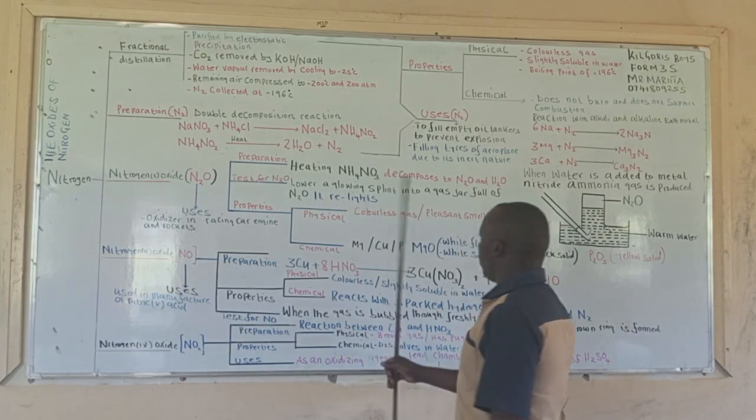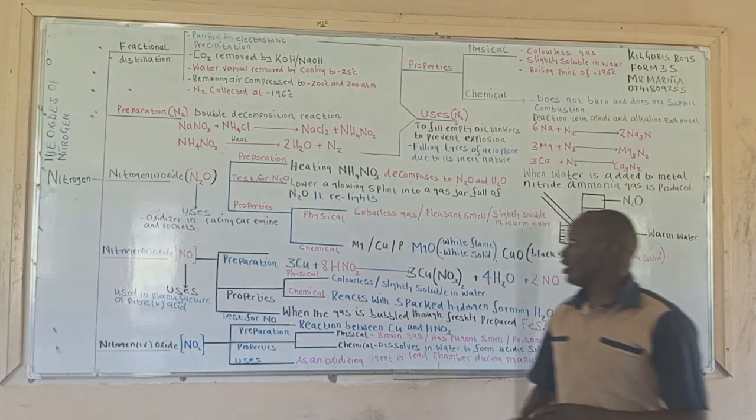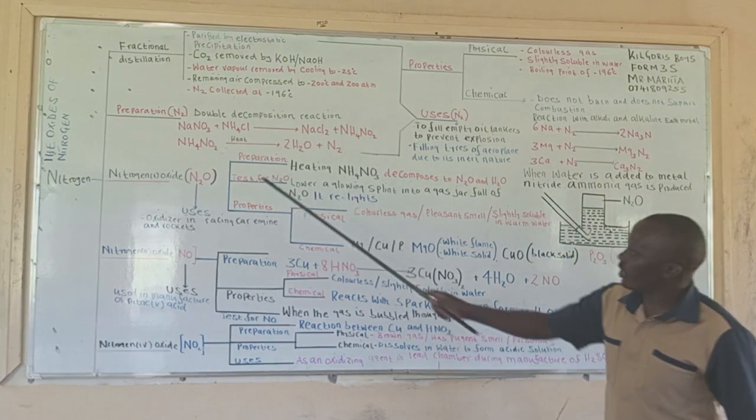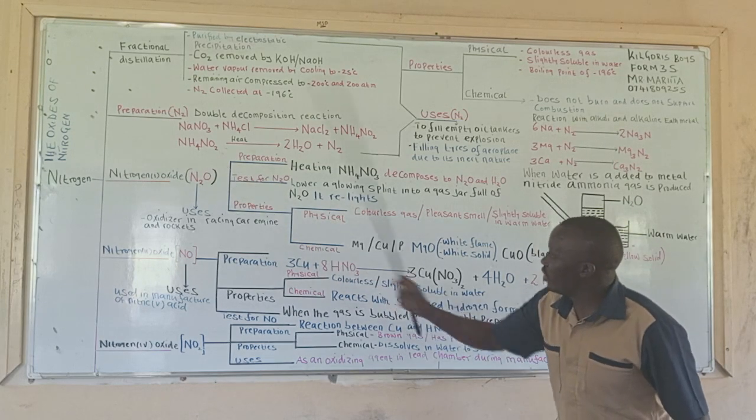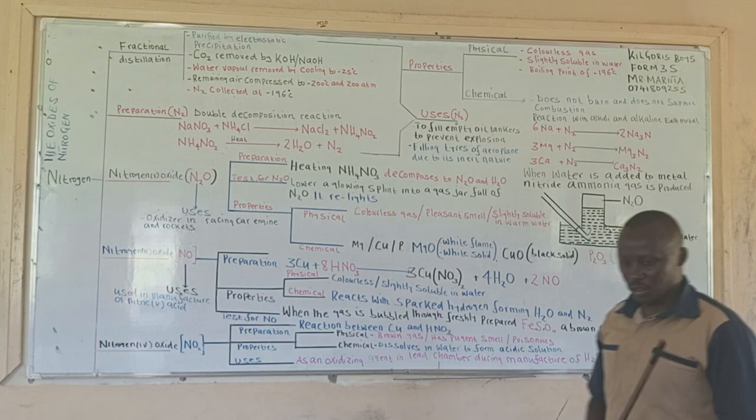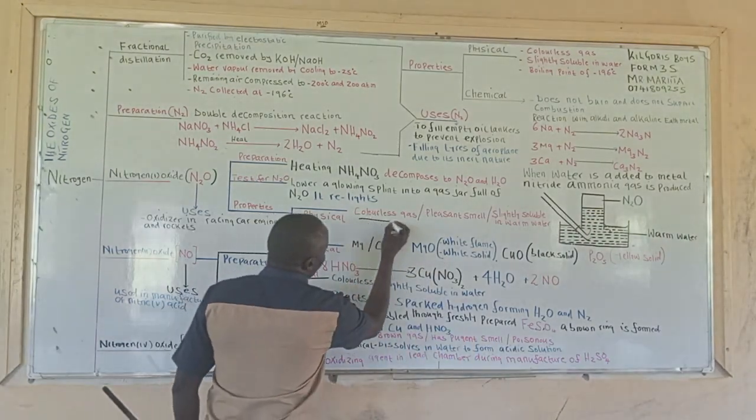Now the gas, we can also have the properties. The properties are categorized into two: the physical property and the chemical property. Physical properties of this nitrogen 1 oxide. The gas is colorless, so you can see there.